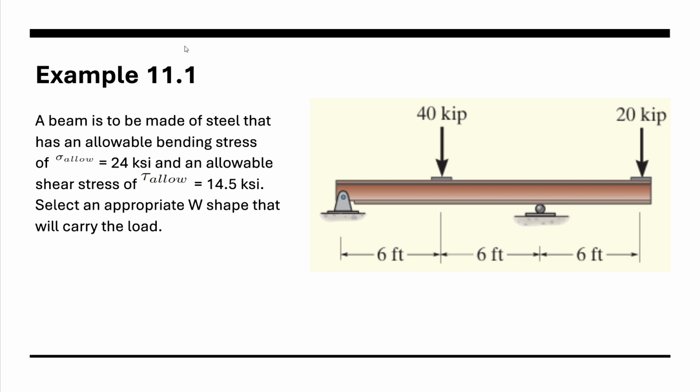For the example, I chose an example from the book, example 11.1, which tasks us to find an appropriate beam shape that can carry the load of 40 kip, which is just to the left of the middle of this beam, and 20 kip, which is a force at the very right end of the beam. We are given the allowable normal stress, which is 24 ksi, and the allowable shear stress, which is 14.5 ksi.